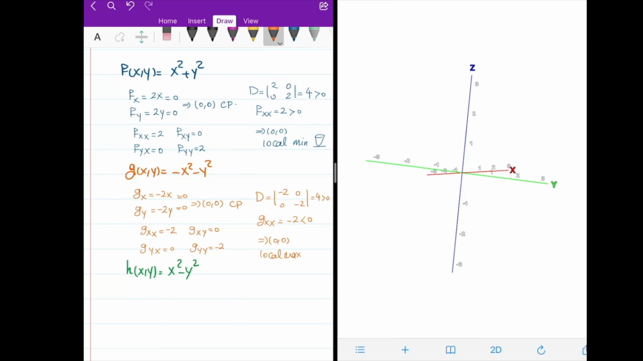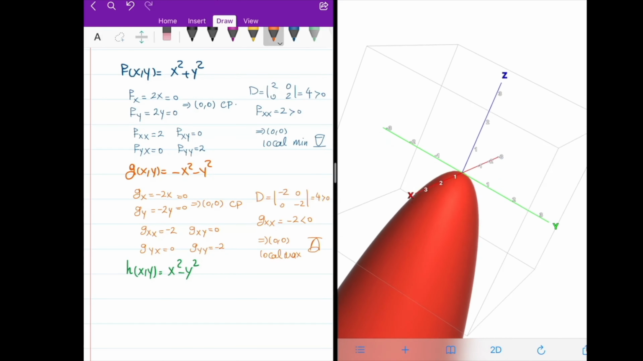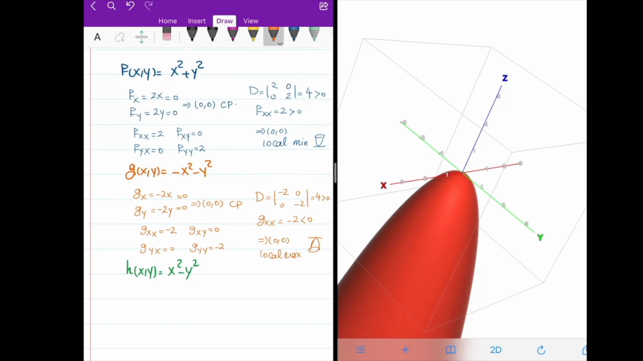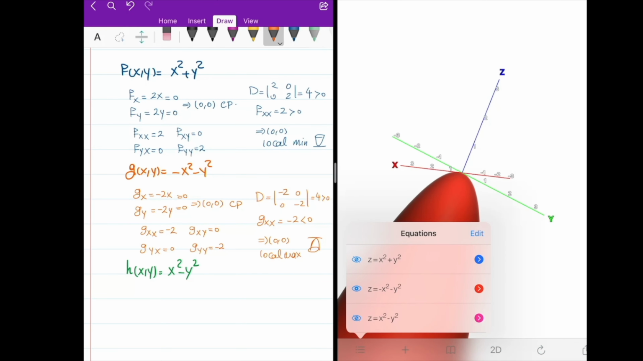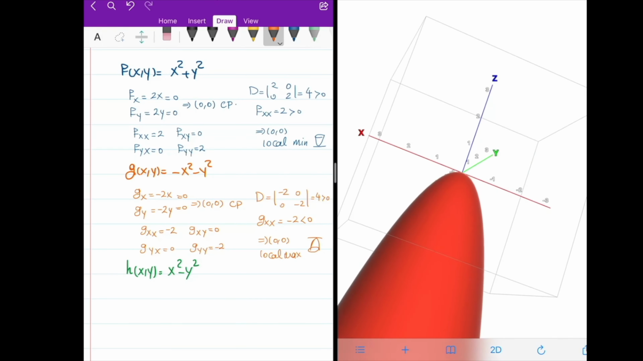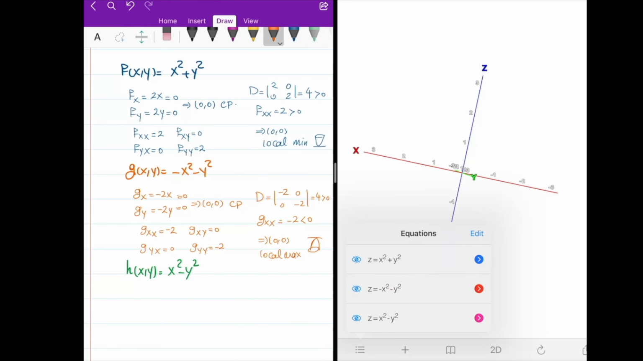So we might get something like this. Okay, let's look at the graph. This is the graph at the point (0, 0). You see that we have a local max. Okay, this is the function negative x squared minus y squared. It's like this. Okay, very good. Look at the last one.